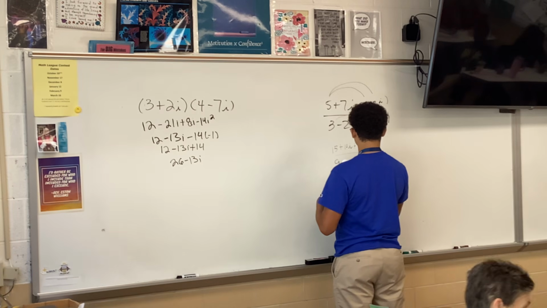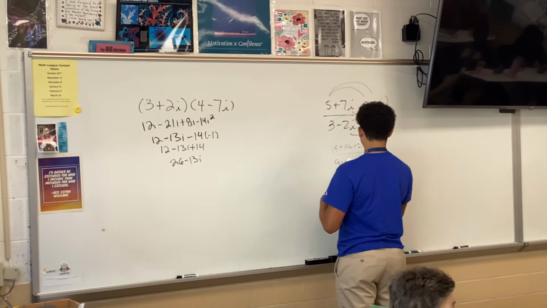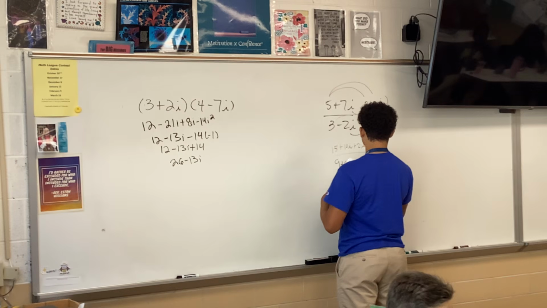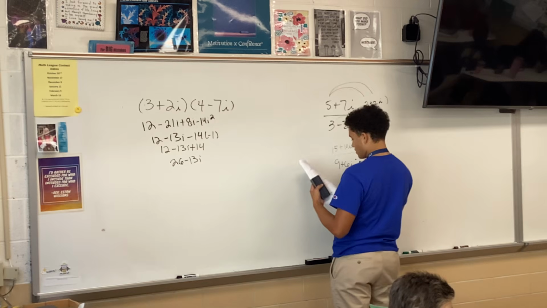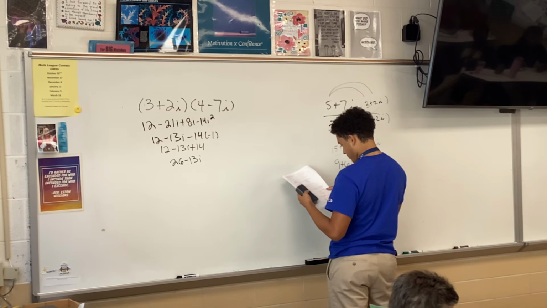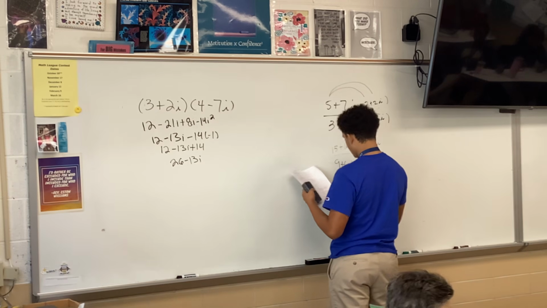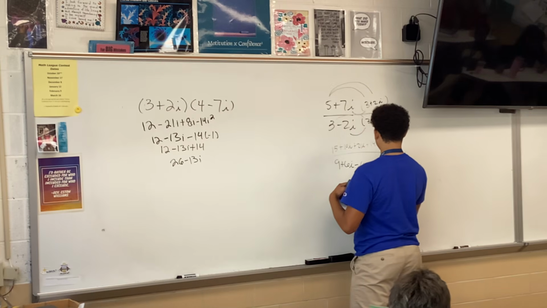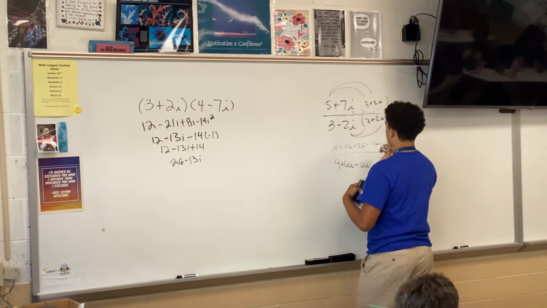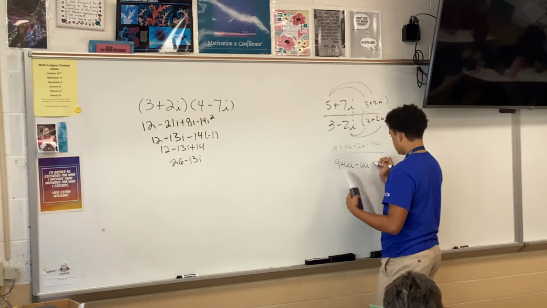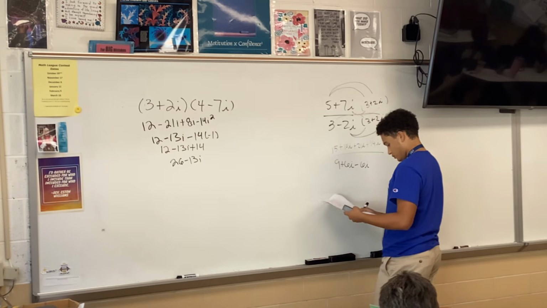When you do this process, the goal is to end up with a single number in the denominator. That did not happen for Riley, so he knew something was wrong, because that should always happen. You should always end up with just a number in the bottom. So let's see if he does.